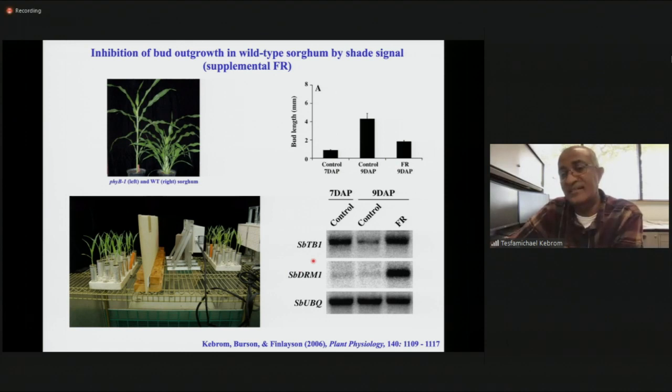As you can see here, the expression of TB1 was high in the control at 7 days, then it was reduced because the buds started to grow. But in the far red treated, it remained high. And the dormancy associated gene was upregulated in the far red treated buds or plants, and this indicates that the plants became dormant. So this result shows that TB1 is involved in regulation of shoot branching by shade signals.